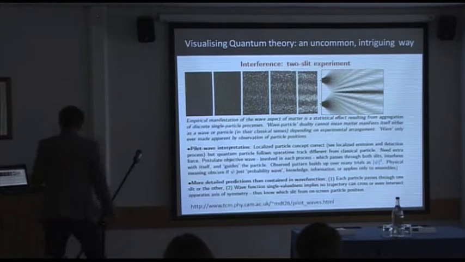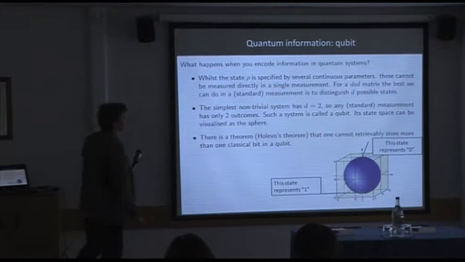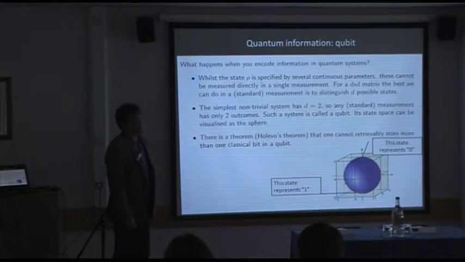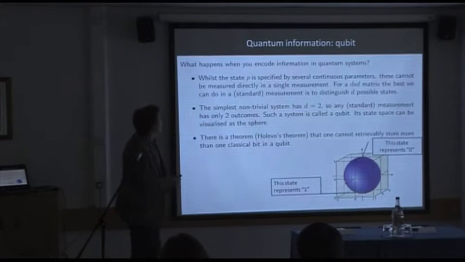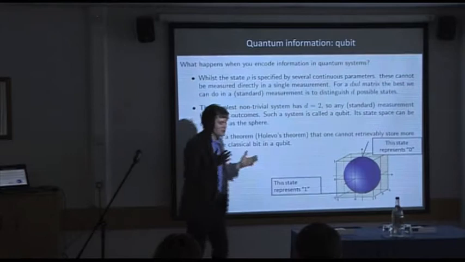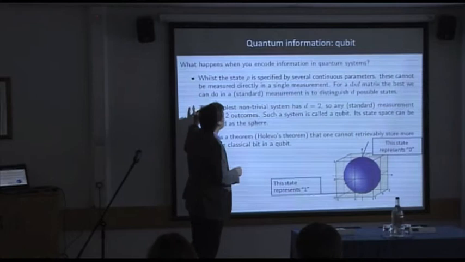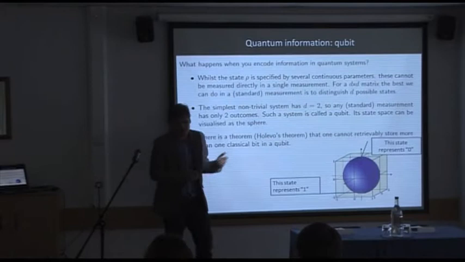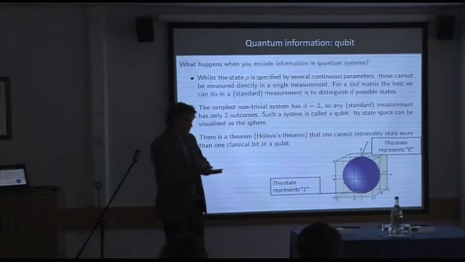Okay, now I'm going to move towards not talking about visualizing things, but about quantum information. So we had classical bits. Now, what are quantum bits? A crucial thing here is that the state matrix is specified by continuous parameters. These are complex numbers, so they contain, in general, continuous real numbers. But unfortunately, you can't store information in these. If you could really encode data in these numbers and actually measure them out, then you could store infinite amounts of information in a qubit.